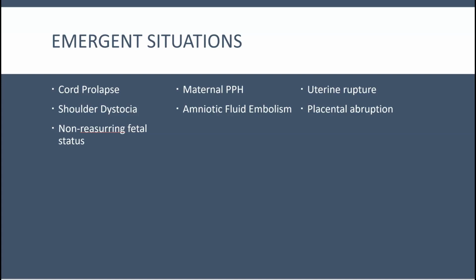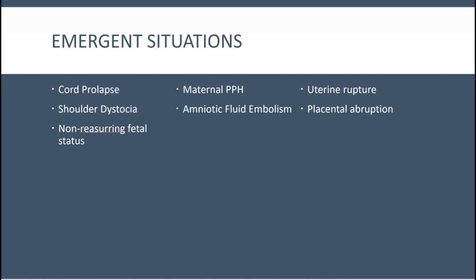All of these require prompt intervention to ensure best outcome. We have other complications that we're going to talk about in class that are less emergent. These are your emergent complications. So I like to segregate these into three categories in my head. Okay. So your first category is the cord prolapse, shoulder dystocia, and non-reassuring fetal status.